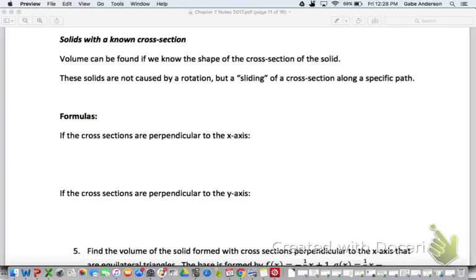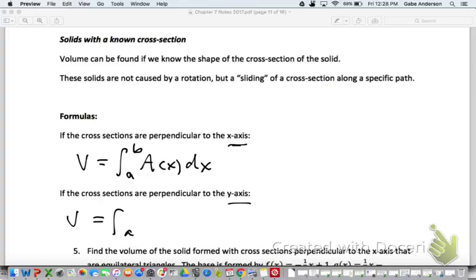These are really complicated looking at times, but the formula, thankfully, is not that complicated. So here we go. The formula's here. If the cross sections are perpendicular to the x-axis, we will be using dx thick cross sections. If the cross sections are perpendicular to the y-axis, we'll be using dy thick cross sections. But here's the formula. Volume is equal to the integral from a to b, with a and b being the limits of accumulation where you start and you stop. And then the integrand is going to be A of x dx, or if it's in terms of y, the integral from a to b of A of y dy.